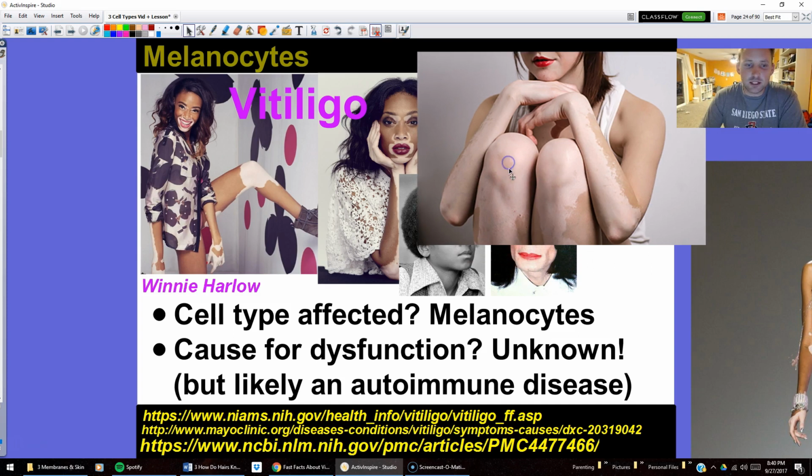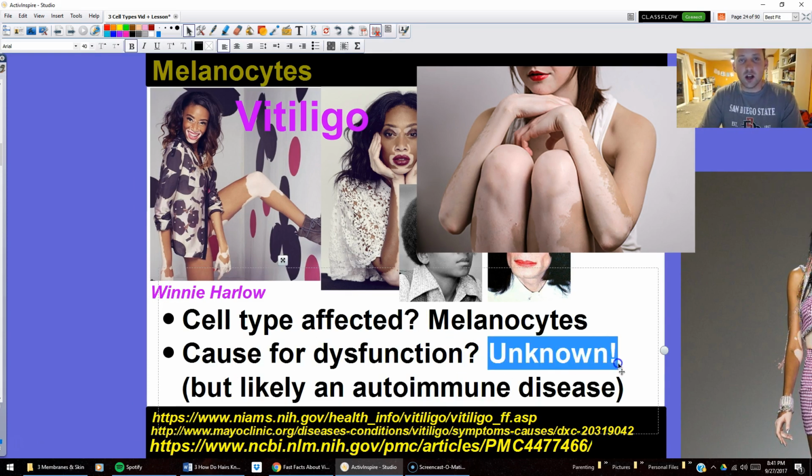But it can affect every race and gender. I'm really interested in vitiligo because when you ask why does this occur, oftentimes we expect that there's a clear answer. And in vitiligo, there's not. There's really an unknown cause.